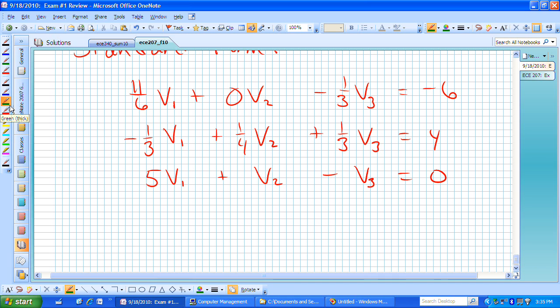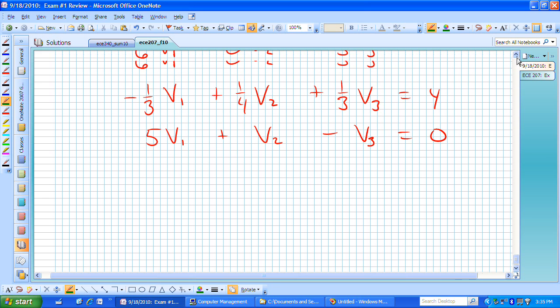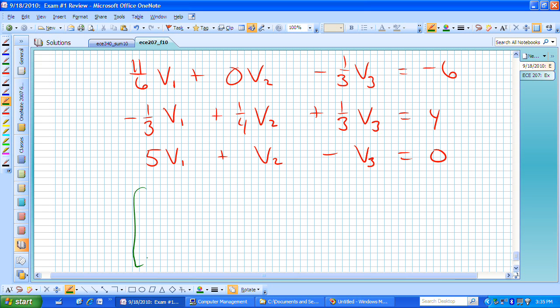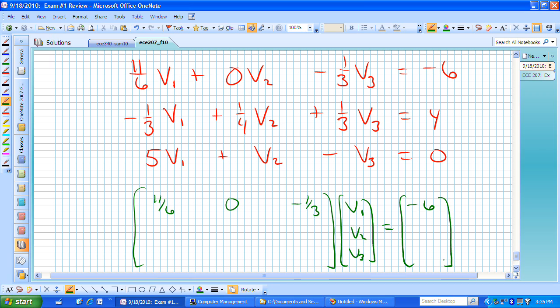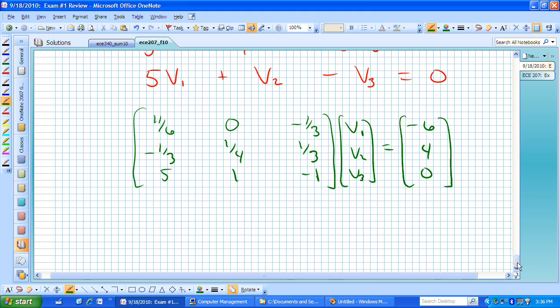You can write that in a matrix if you wanted to. That's not necessarily required. This is good enough for standard form. But if you wanted to, that's now 11 over 6, 0 and minus 1/3 times the unknown voltages, V1, V2, and V3. And on the right-hand side, we have minus 6. What we can do then, once we've put it into a matrix form, is we can invert this matrix on the left and solve for V1, V2, and V3. Meaning the solution is now immediately available to us if we can invert that matrix.